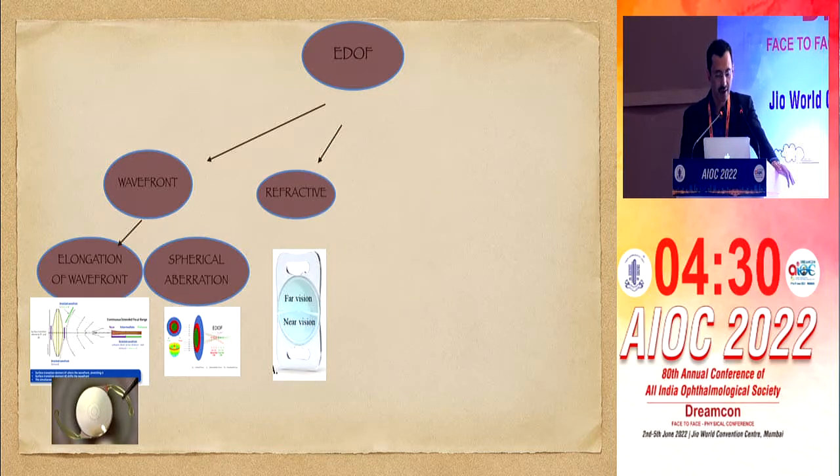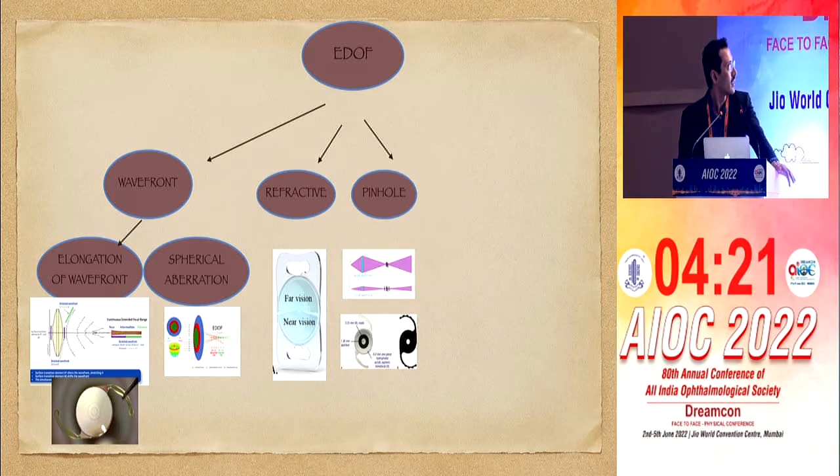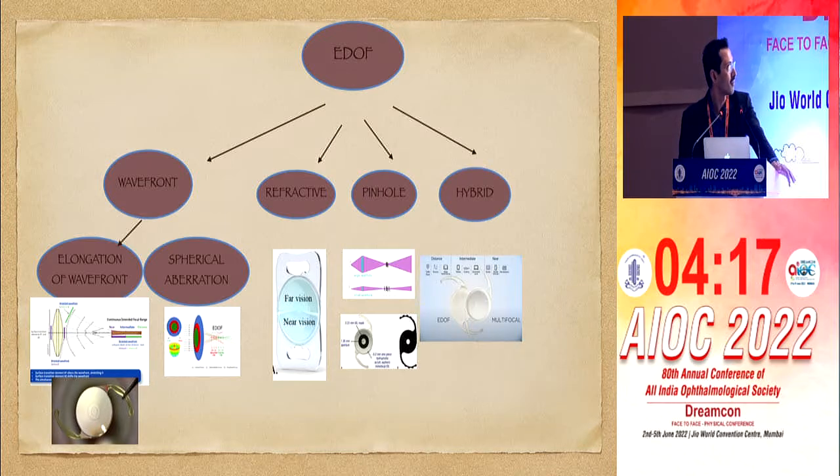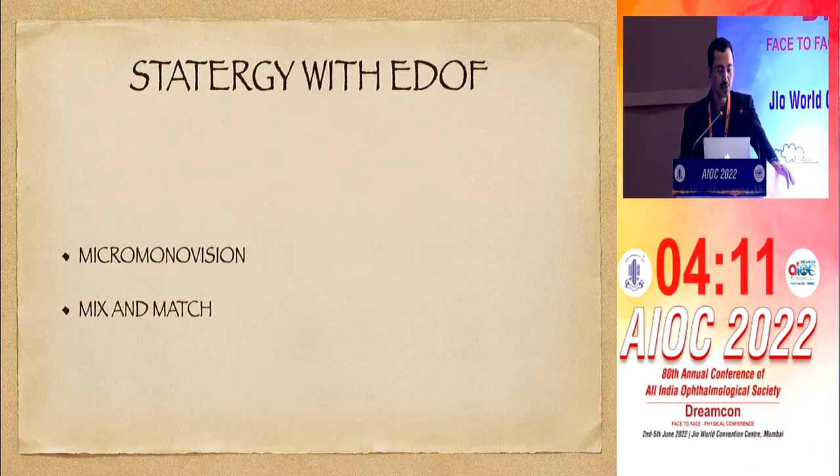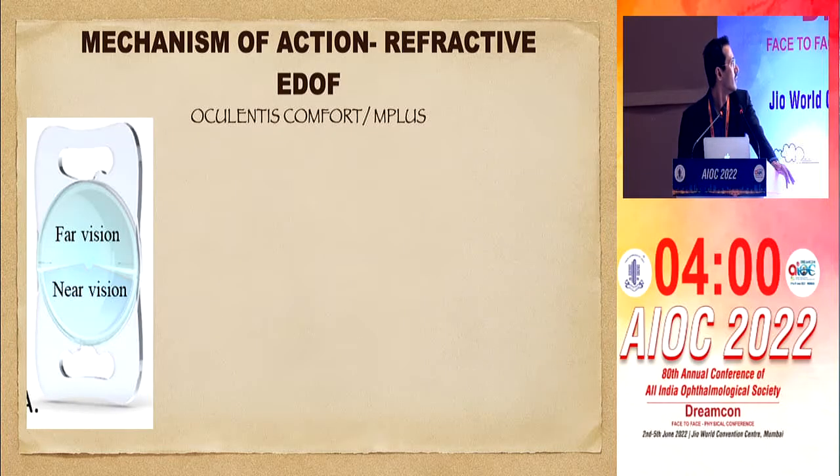And there is a refractive lens wherein a simple refractive element is added on the lower portion of the optics. And pinhole lenses are also used for increasing the depth of field. And finally, a hybrid lens. I'll come to each one of these. There can be various strategies used along with EDOF to get better binocular vision, which include micro-monovision and mix and match. That is, two different kinds of IOLs are used in each eye.